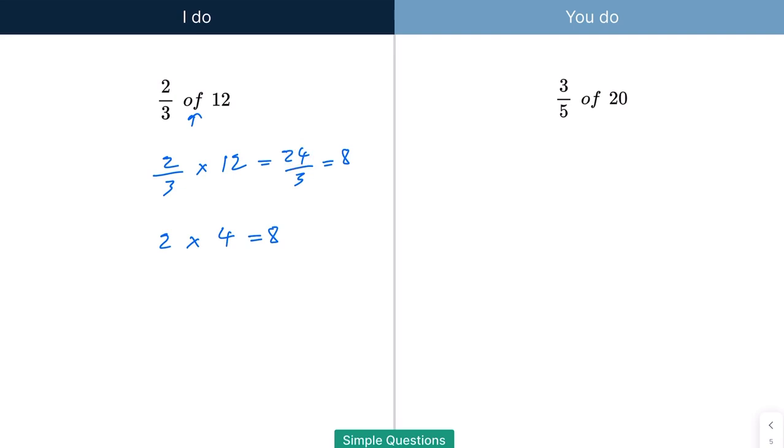So hopefully you've pressed pause and had a go at this. So the 3/5, the of becomes a times. Now, like I said, I would recommend dividing. So you would do 20 divided by 5. That gives me 3 times 4, and the answer is 12.